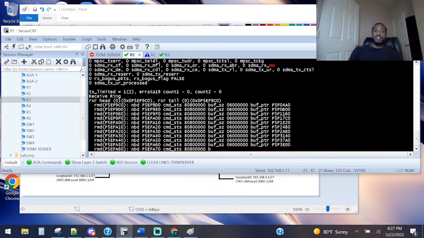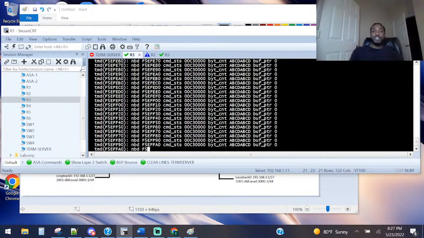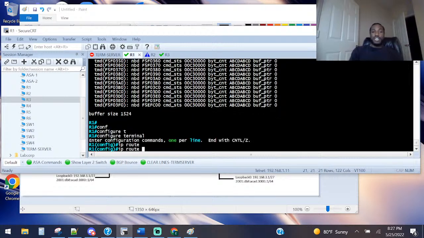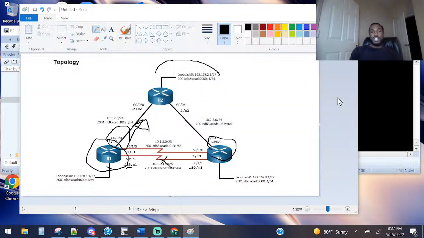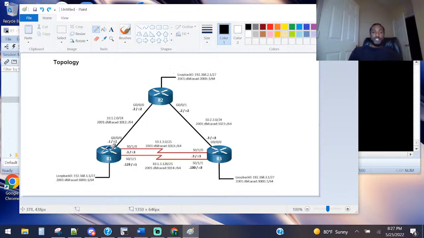First, the router needs to wake up. Come on, man. Let me get rid of this right here. Let's close all of that. We go to global config mode. We say ip route, and then the address or the network right over here. This is from router 1's vantage point, right? How do I get to this network over here?